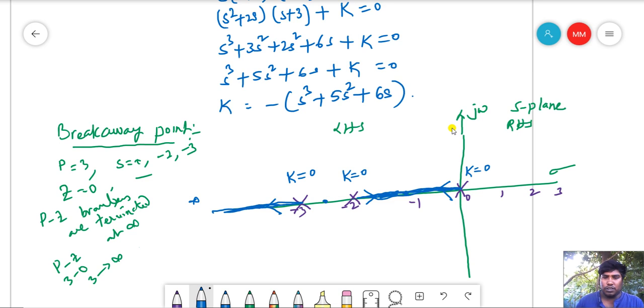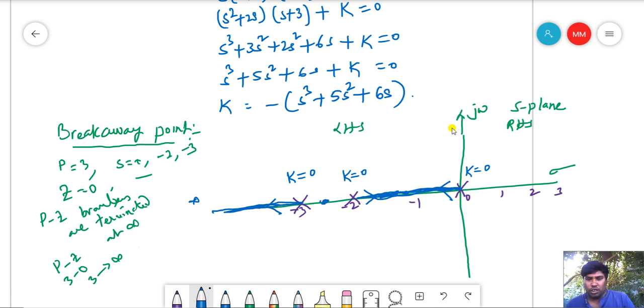Okay, suppose in this case, see, there is a chance of a breakaway point. Check here in this case. So see here, between open loop poles only, but there is no root loci, there is no chance of a breakaway point in this. Okay, and this minus 2 to minus 3, right?